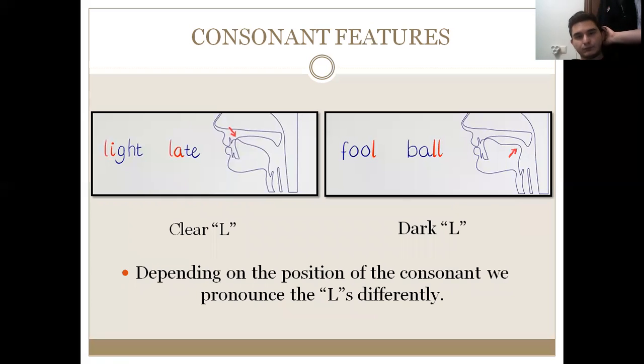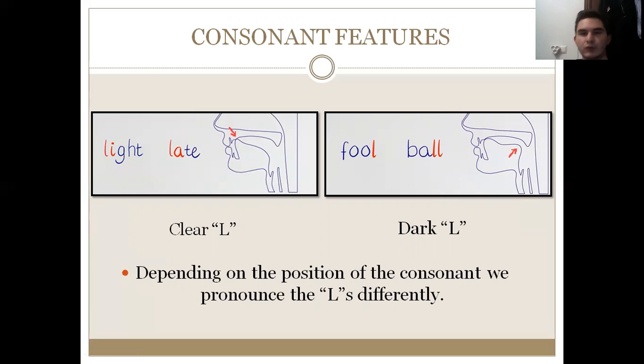Another thing that helps people differentiate these clusters is the clear and the dark L's. As you can see from the example on the left, the clear L makes a sound like light and late, left. It makes a left sound, right? And as you can see from the right, the full and bold sounds make a dark L sound. It's a bit bolder.